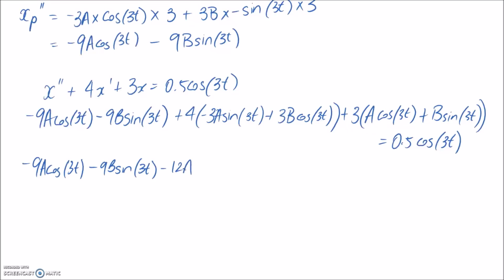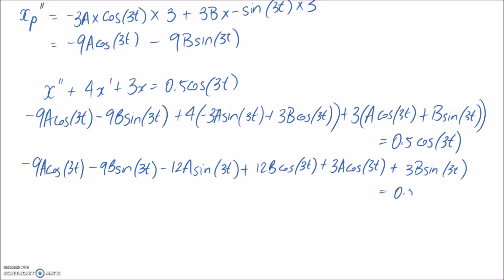Alright, then we're going to get negative 12a plus 12b. And then we've got 3a and 3b. And again, all of that has to be equal to the right-hand side. So what we're trying to get out is what a and b are equal to.